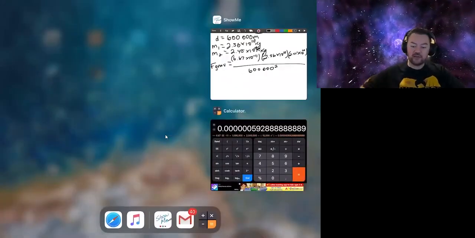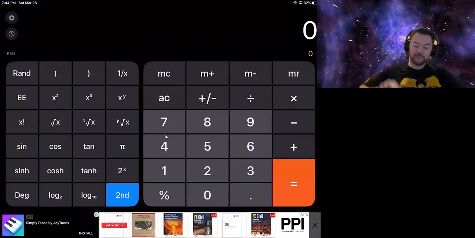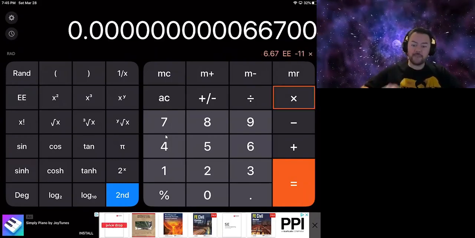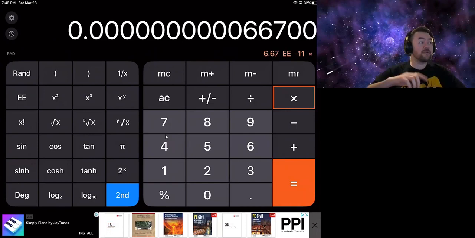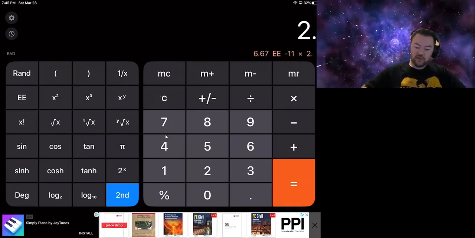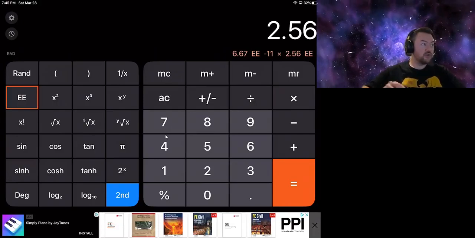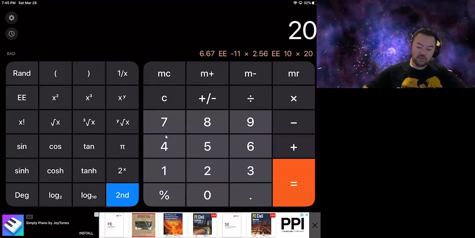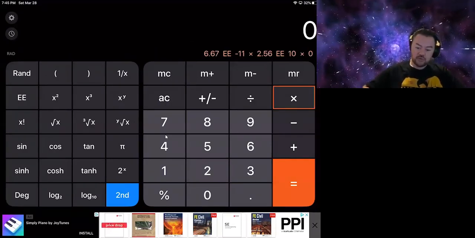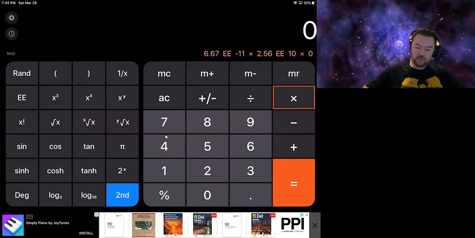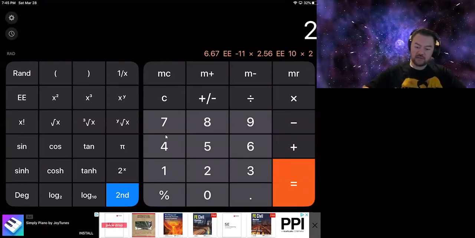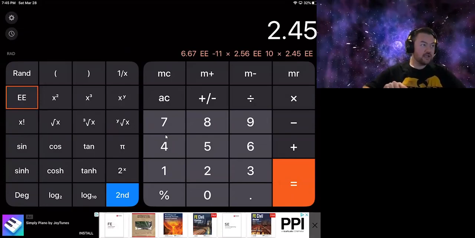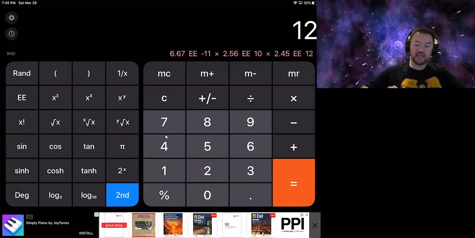All right, let's go to the calculator. Let's see if I can do this correctly. 6.67, negative 11, our gravitational constant, times our far more massive objects now, 2.56 EE to the 10th power. We're going to multiply that times, whoops, nope. I'm going to have to maybe do this again. Okay, 2.45 EE to the 12th power. Does that look correct? Yeah, that looks correct.